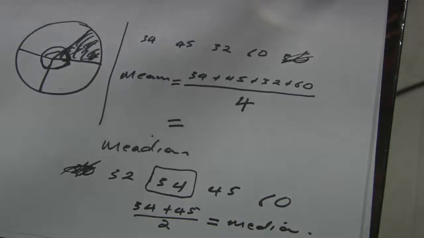So for an odd number of data points, it's easy. You'll have exactly one middle point. But for an even number of data points, you will have 2 middle points, and then you take the mean of those 2. You take the sum and you divide by 2. That should give you the median of your set of data points.